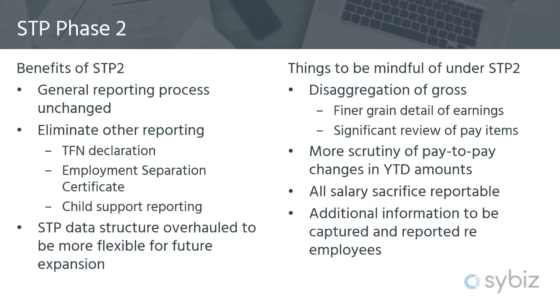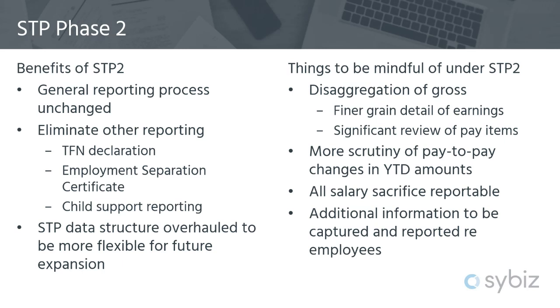There's also going to be more scrutiny of your pay-to-pay changes in your year-to-date amounts. So what that's going to translate to is that up until now, if you'd sort of missed a submission for whatever reason, that wasn't really the end of the world because you're reporting year-to-date amounts. But the ATO, or more so Services Australia, they're going to be more keen about seeing what's going on from a pay-to-pay point of view, and therefore it's going to be critical to make sure that you get a lot more formalised with your reporting to make sure that it's done on time every time. And yeah, expect that there will be penalties if that's not the case.